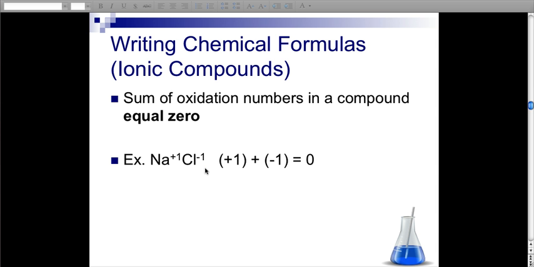So when writing the chemical formulas for the ionic compounds, the sum of the oxidation numbers in the compound needs to equal 0. So for example, sodium +1 bonded to a chlorine with a -1, the -1 and the +1 cancel out for the overall charge to be 0.